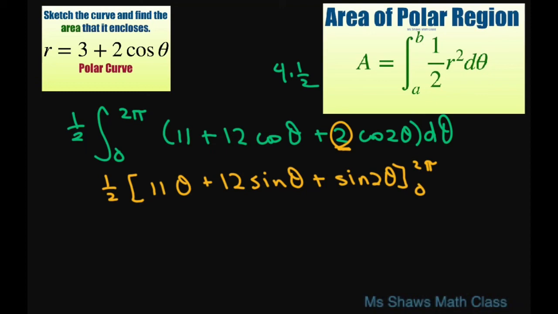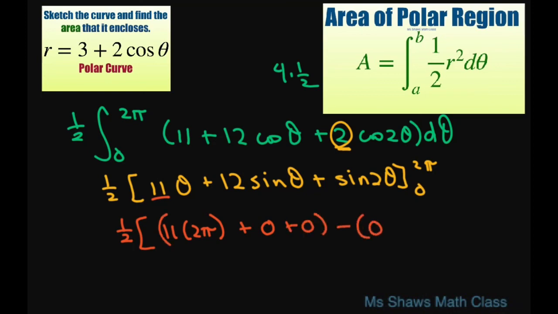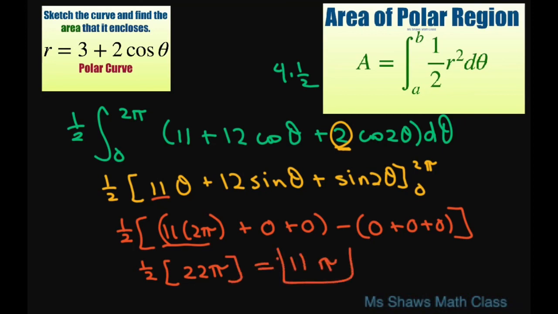All right, so let's do that. We're going to get 1/2 times 11 times 2 pi, and the rest of this is going to be 0 plus 0. And subtract, everything's going to be 0. So basically, this is going to end up being 1/2 of 22 pi, which equals 11 pi. So that is our area.